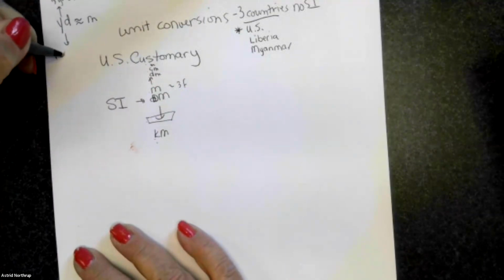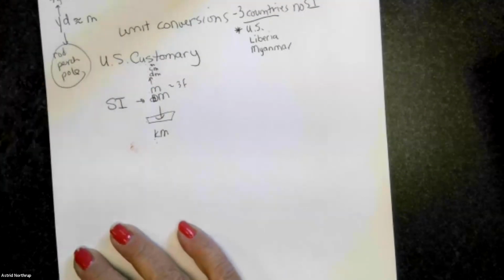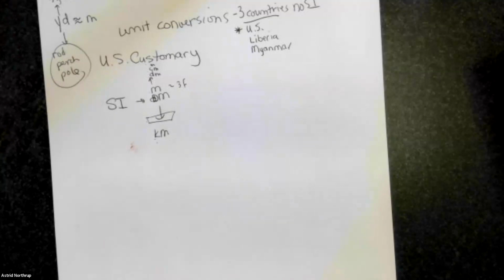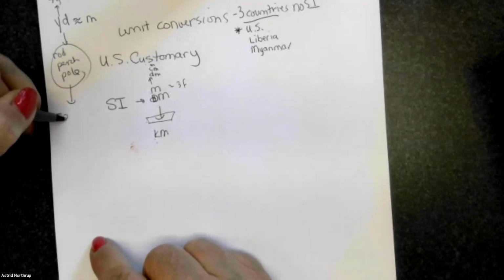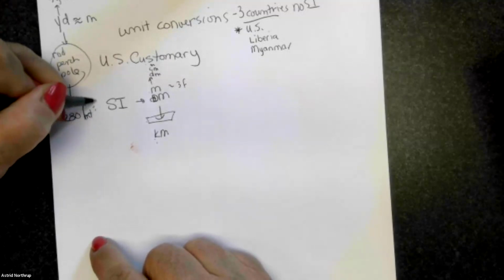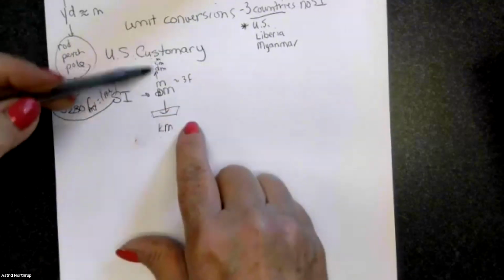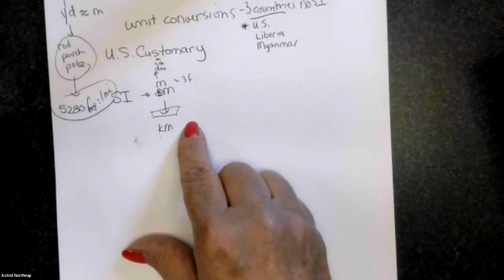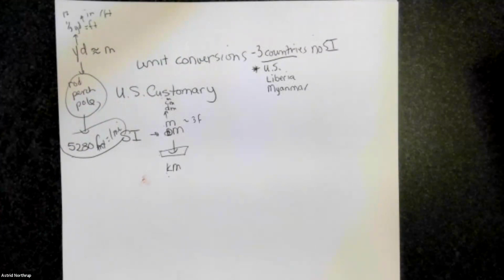There's one called a rod or a perch or a pole, which we won't get into till you get into surveying. And then we'll talk about rods and perches and poles. They're 16.5 feet long. And then we go up to the big unit, which is a mile, which is 5,280 feet. And you can see this multiplication and division is a lot easier than this multiplication and division, right? And it's easier to express smaller units and larger units in the metric system.